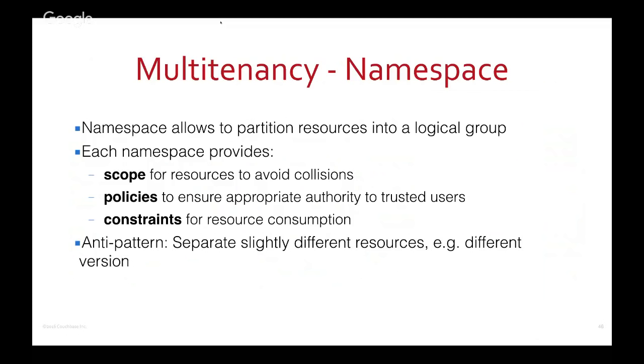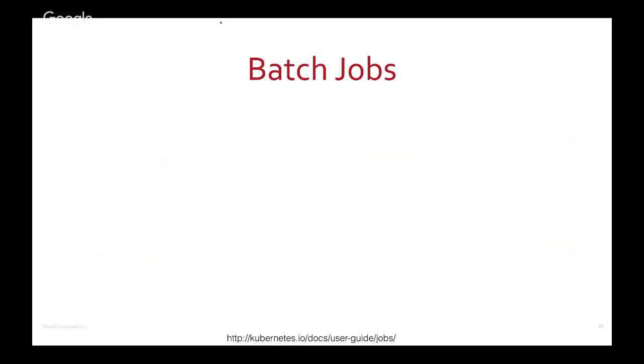Anti-pattern, though, is if you have slightly different resources, or, for example, a different version, those should not be deployed on namespaces. Namespaces is truly multi-tenancy. If it's a different version, just use a different version, different metadata of the configuration file, as opposed to deploying them on a different namespace. So it's an important part to understand that anti-pattern for namespaces, essentially. Use labels is basically the recommendation if you have slightly different resources.